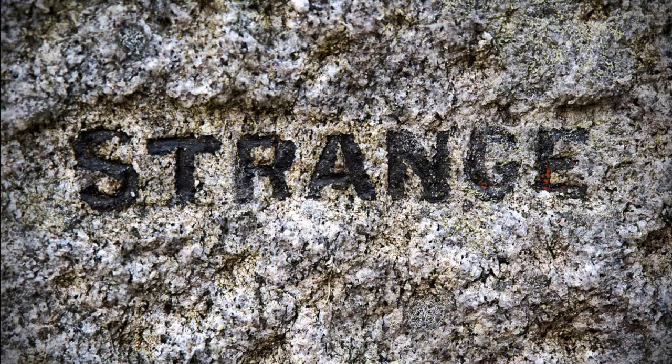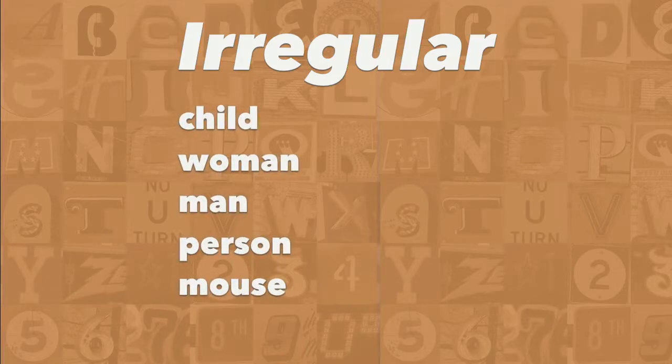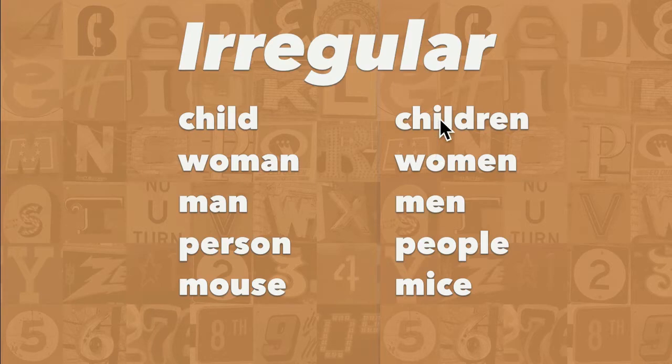One other thing for today's plural rules. Some words are a little strange. We call those irregular words. Words like child, woman, man, person, mouse. These words don't have a specific rule. Instead, they have their own spelling. Child to children, woman to women. Notice the pronunciation. Woman, women, man to men, person to people. Sometimes you can use persons, but that's really more formal. And mouse to mice. So keep a lookout for irregular nouns.